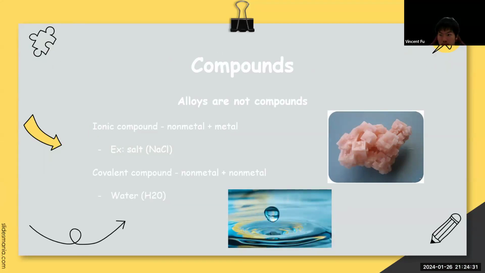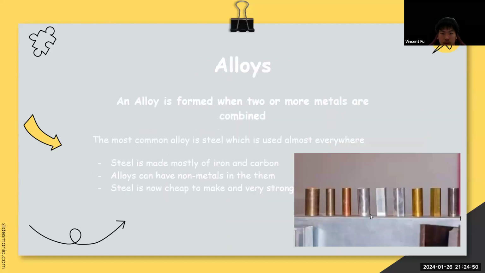We have the ionic compound, which is just a nonmetal plus a metal. An example would be salt, which is made with sodium and chloride, sodium being the metal and chloride being the nonmetal. And a covalent compound like water, which is just made of two nonmetals. So an alloy is formed when you combine two or more metals.